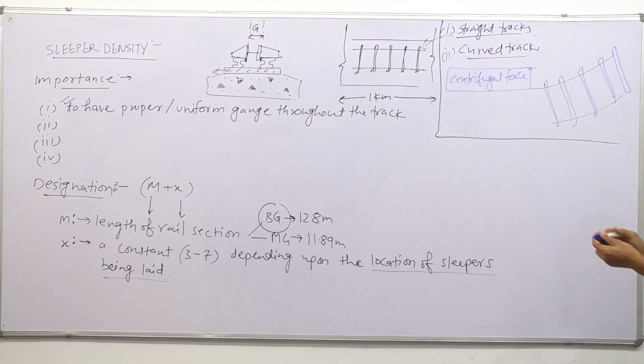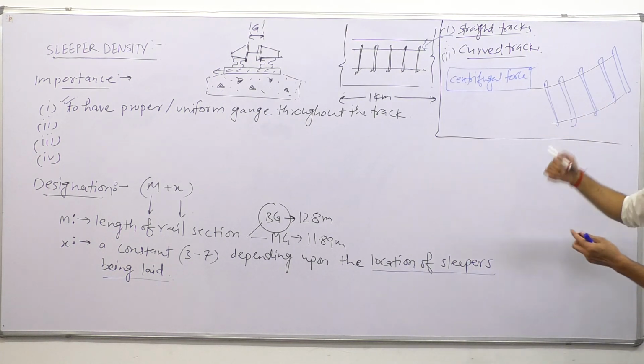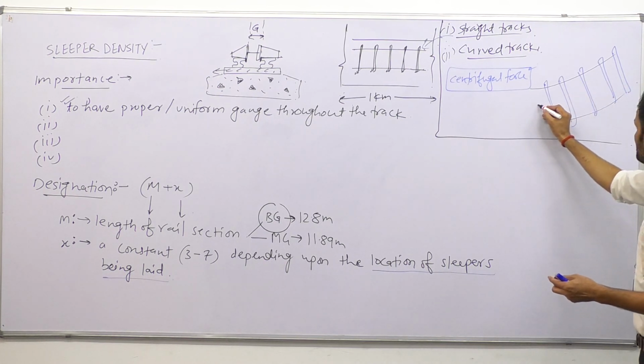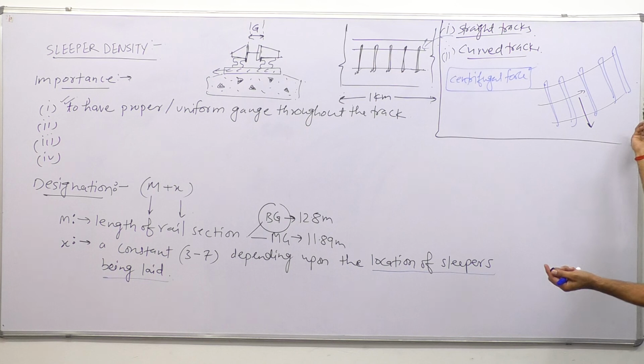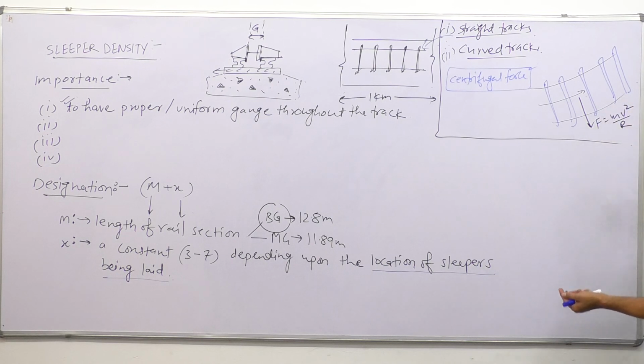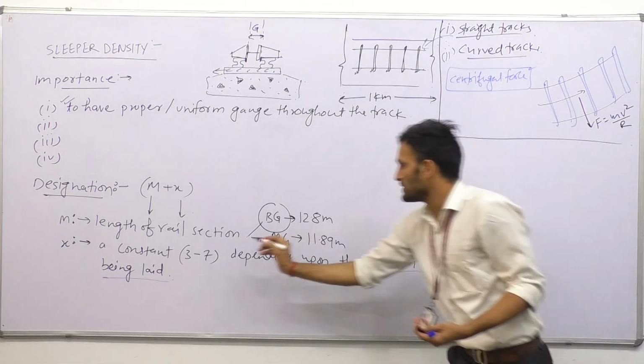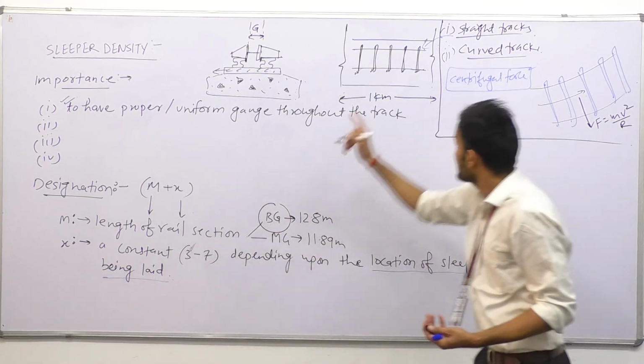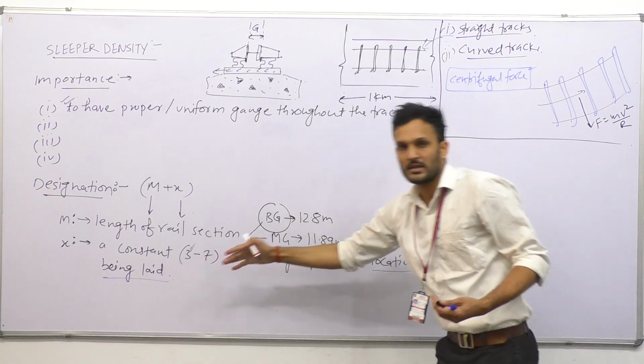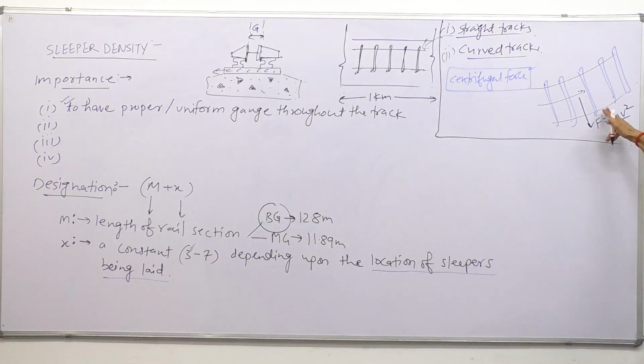Whenever a body is moving over the curve, it is going to experience a centrifugal force which is acting outwards. If the train is moving over this, it will encounter a centrifugal force given by mv square upon r, outwards. So to make the track more stable when it is moving over the curves, we need to provide a higher number of sleepers per unit length of rail as compared to the straight track. For example, if this value 3 denotes the constant value x in case of straight track, then the value is something around 6 or 7.